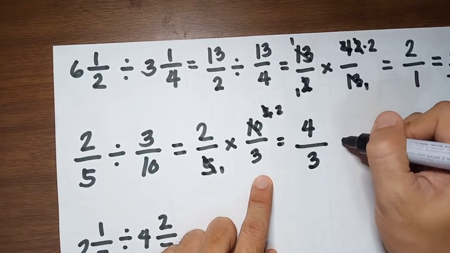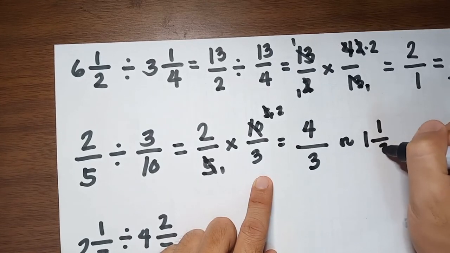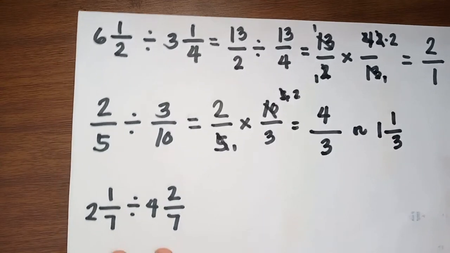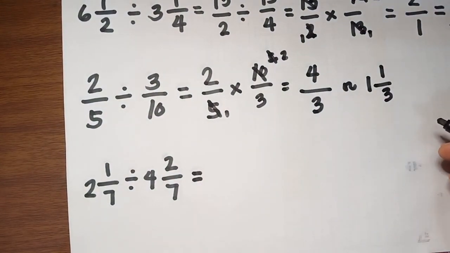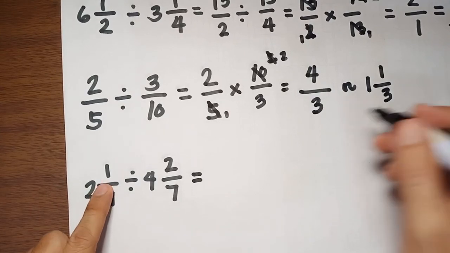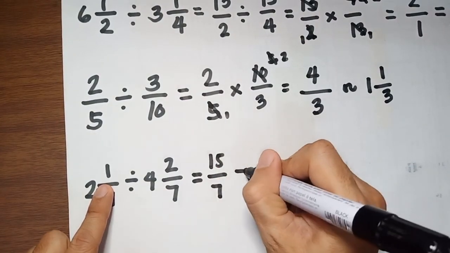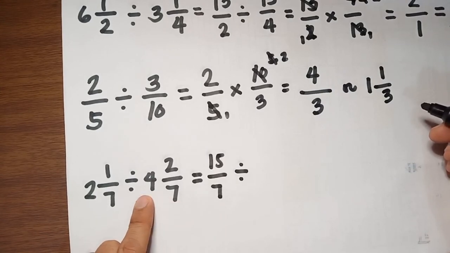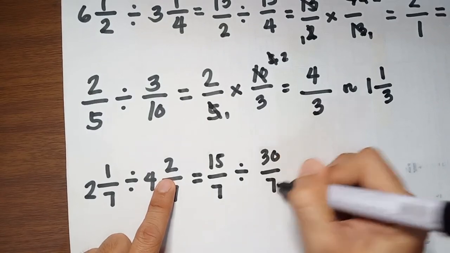So improper fraction, we can write this one as 1 and 1/3. 4/3 is equal to 1 and 1/3. Last example. So mixed number, change to improper fraction. 7 times 2 is 14, plus 1 is 15. We copy over 2. Copy first division. 7 times 4 is 28, plus 2 is 30 over 4.